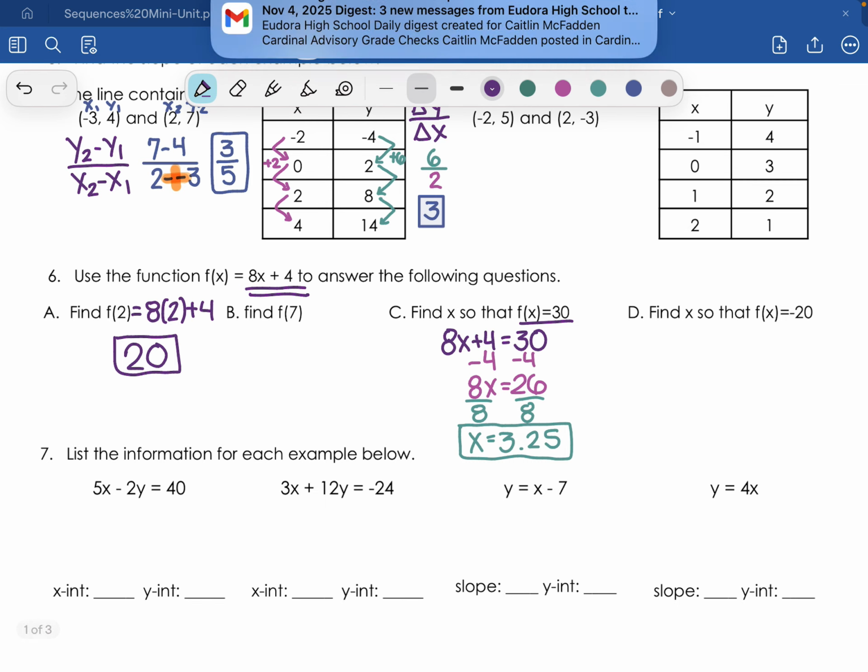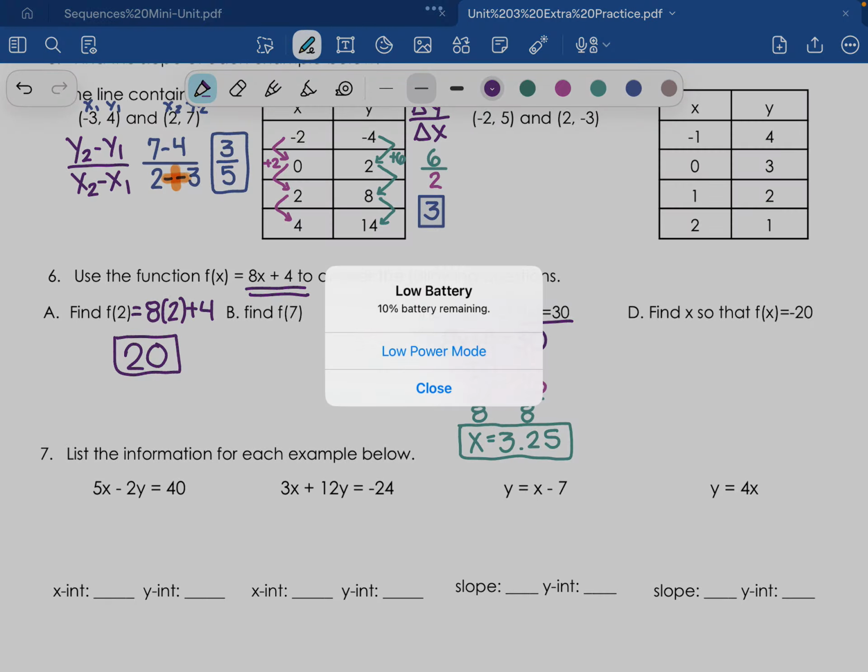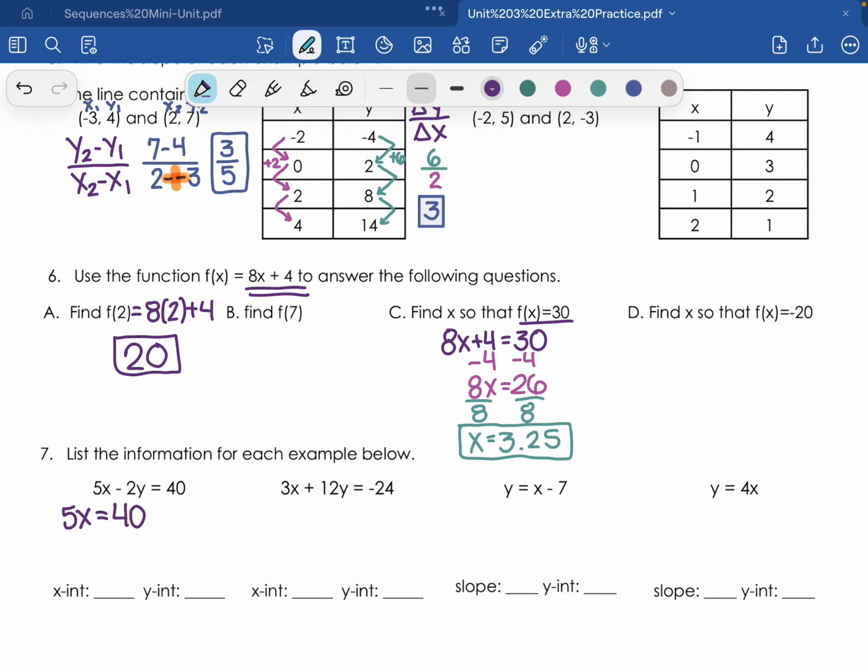So, when it asks you for the x-intercept and the y-intercept, on your note card it says x-intercept, y equals 0, because it's where it crosses the x-axis. Well, if I plug in 0 for y, I would be left with 5x equals 40. For the y-intercept, you plug in 0 for x, which would mean negative 2y equals 40. And you've got these two equations you're trying to solve.